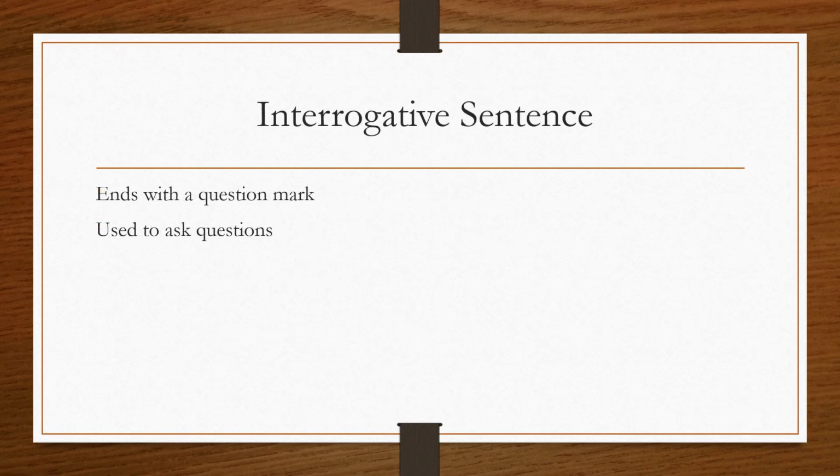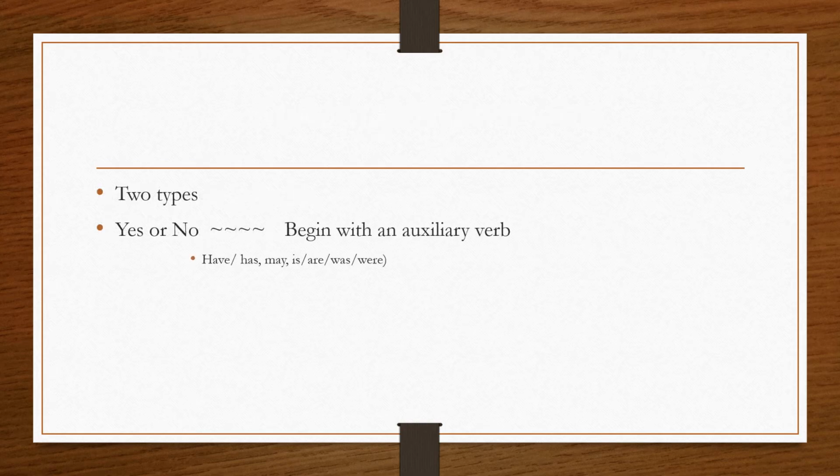Coming to interrogative sentences: they end with a question mark. They are used to ask questions. There are two types of interrogative sentences. First is yes or no questions. Yes or no questions begin with an auxiliary verb, for example, have or has, may, is or are, or was or were.